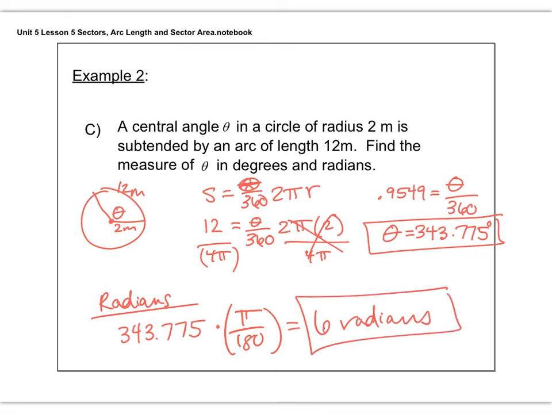Now you could have done that in reverse. If you wanted to, you could have solved for radians first and then converted to degrees. That way works as well.